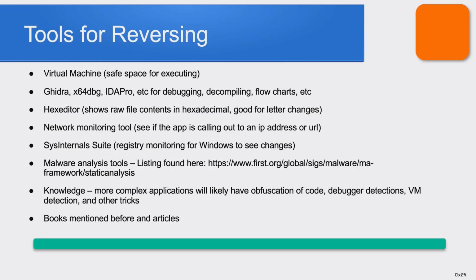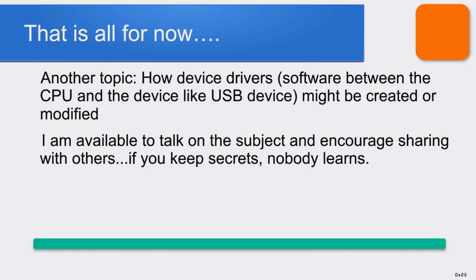And then, again, knowledge. Because the stuff that I showed you, to my knowledge, isn't really going to exist out there, and it's going to just be more complex. I've come across a practice app that had debugger detection. In fact, it said, is debugger detected? And you have to do something in order to fool the application into thinking, no, the debugger isn't detected, continue on. And then there are the books mentioned before, and then there are the articles, because again, it's just more tools. Okay, so that is it.